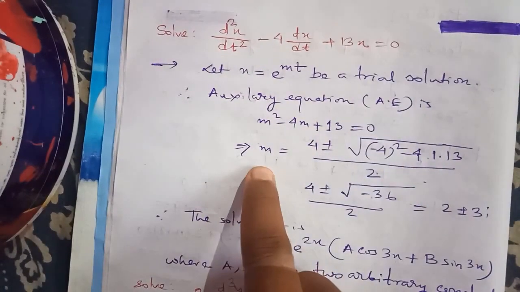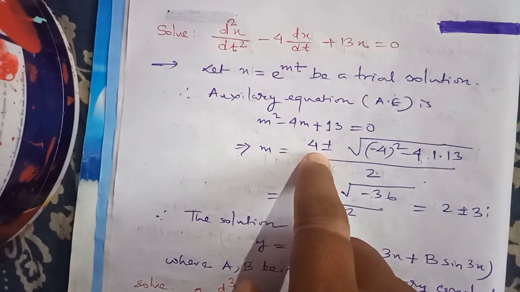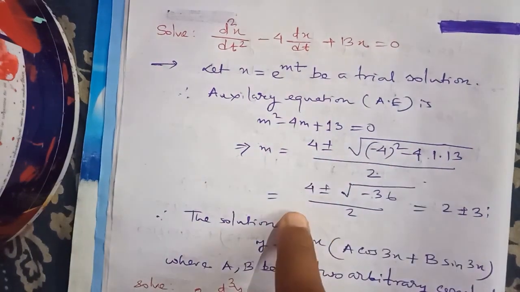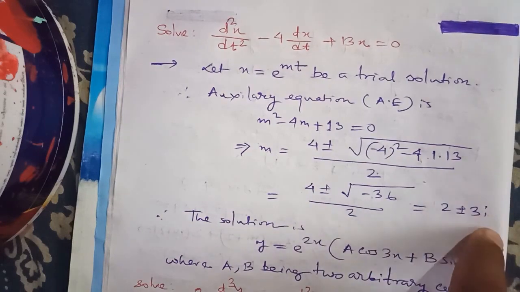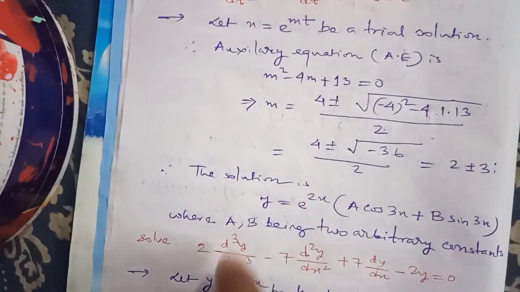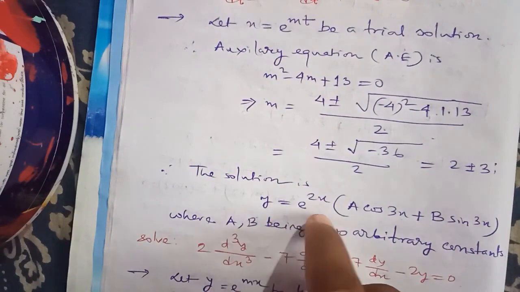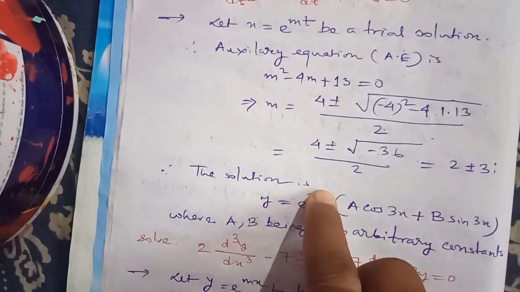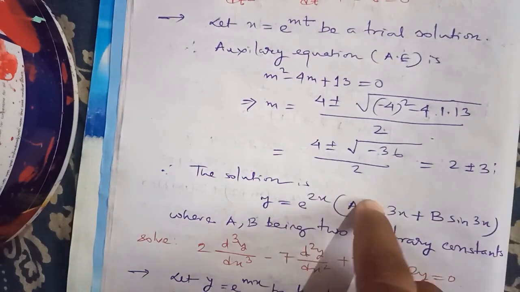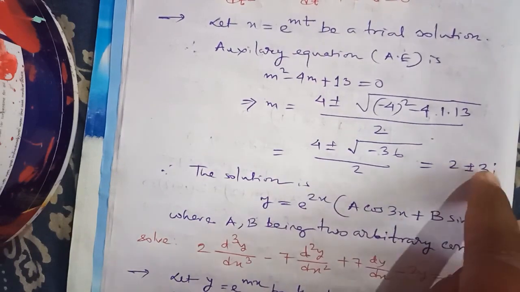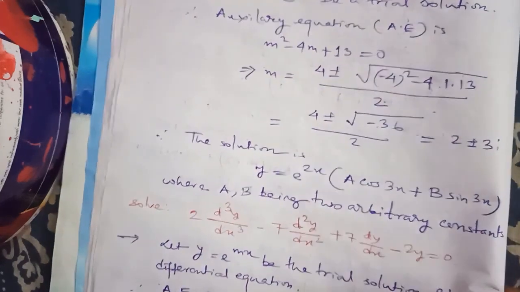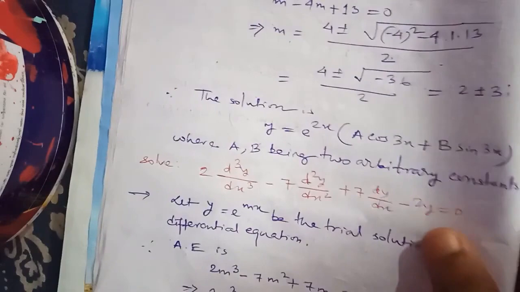So from here, what is the value of m? If we apply the Sridharacharya rule, m equals minus b plus minus root over b squared minus 4ac by 2a, and solve, we get 2 plus minus 3i. That means its solution, the complementary function of the form e to the power alpha x into (a cos beta x plus b sin beta x) for roots alpha plus minus i beta. Here alpha is 2, beta is 3. So x is e to the power 2t into (a cos 3t plus b sin 3t), where a and b are arbitrary constants.